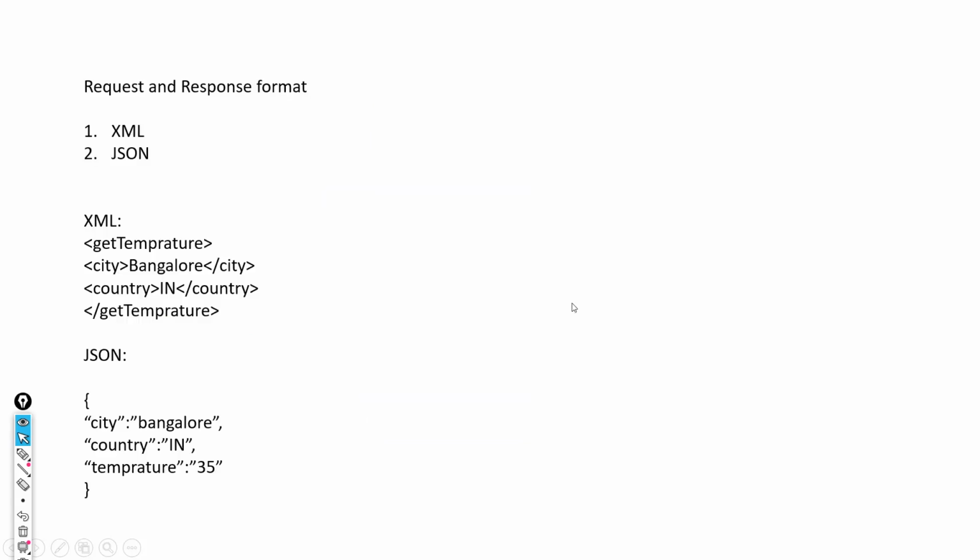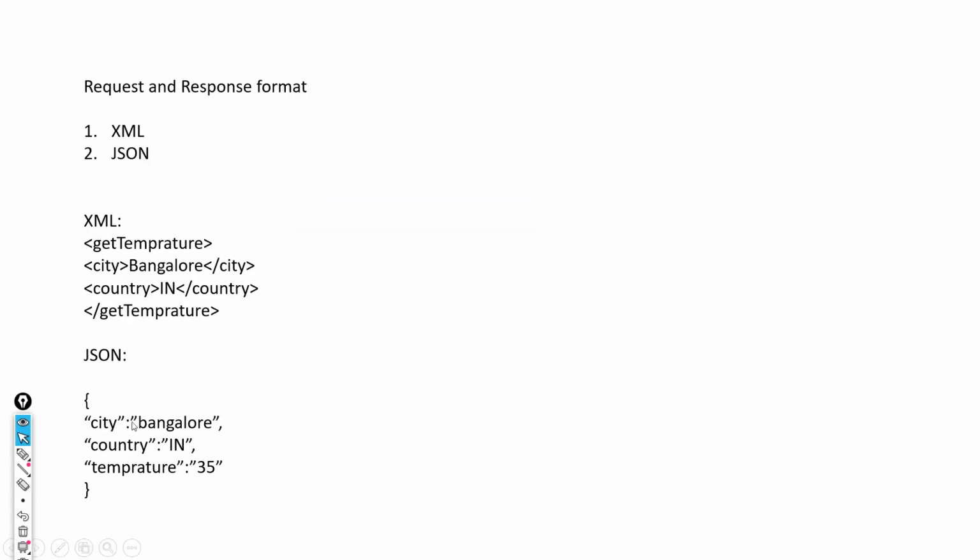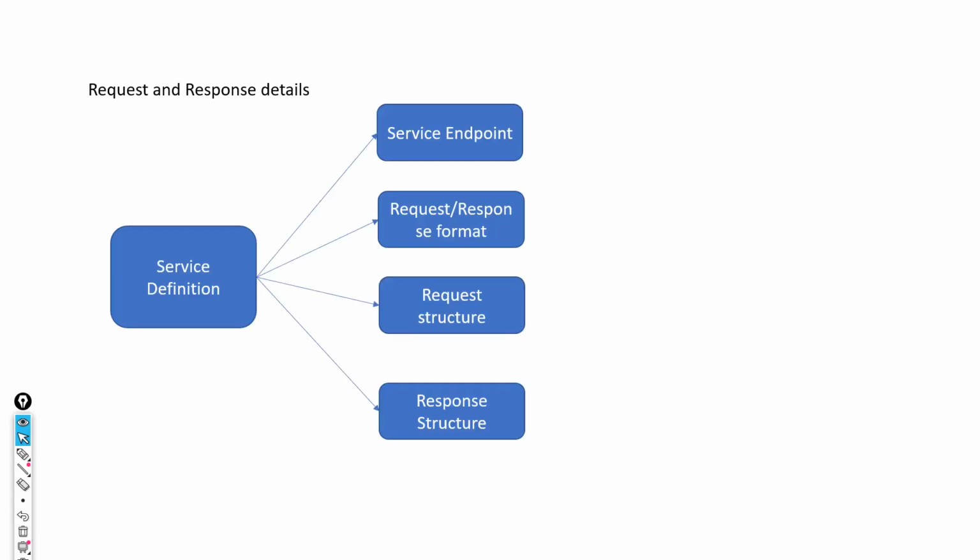Request structure. What type of structure is it, like get temperature? This will be the structure. The first node will be there, next the city node, the country node, like that the format will be there. Like in JSON, first city will be there, next country, temperature, all these attributes will be present. It will have the format. What format? Next, the response format also. How the response will be structured, what type of information it will have. All the information will be present in the response structure.